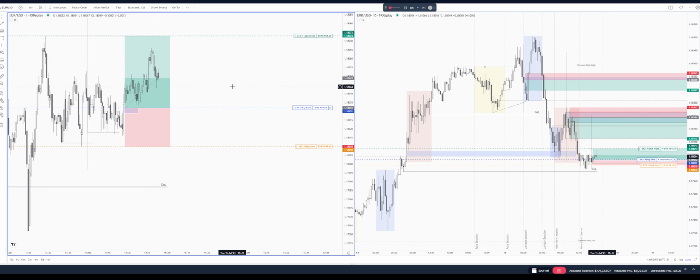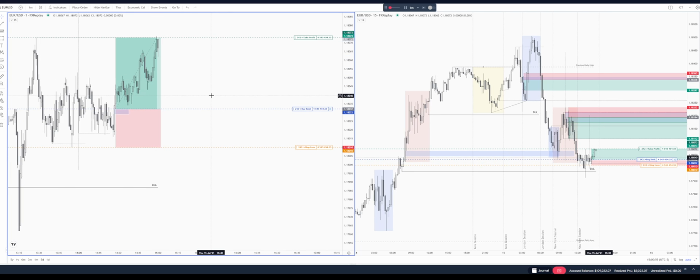Okay, so it seems like there is also an FVG right here, but I'm not really, no. So our target gets hit before we actually get filled. That's a no trade. Let's go to the next silver bullet session.